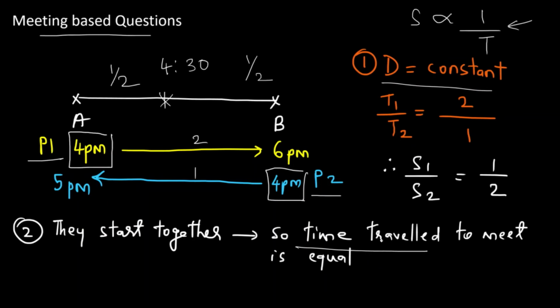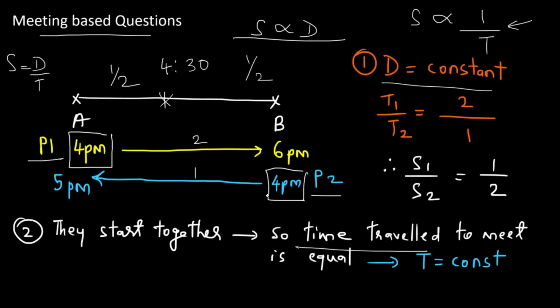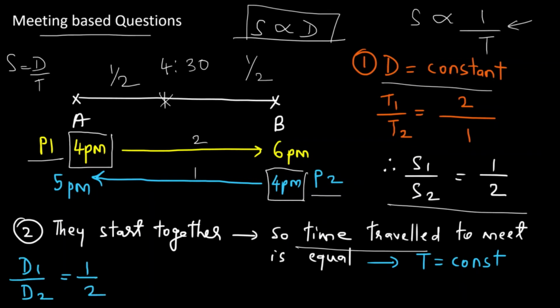Alright, let's proceed. Now over here, because the time is constant, we know that when time is constant, speed is directly proportional to distance, right? Because remember, you don't need to learn these by heart. Speed is distance by time. Just remove the constant part. So you're removing time because time is constant. So speed and distance are in the numerator. So speed is directly proportional to distance. Therefore, S1 by S2 will be equal to D1 by D2. And hence, because we already have S1 by S2, D1 by D2 will be equal to 1 by 2. Alright, let's keep that aside.